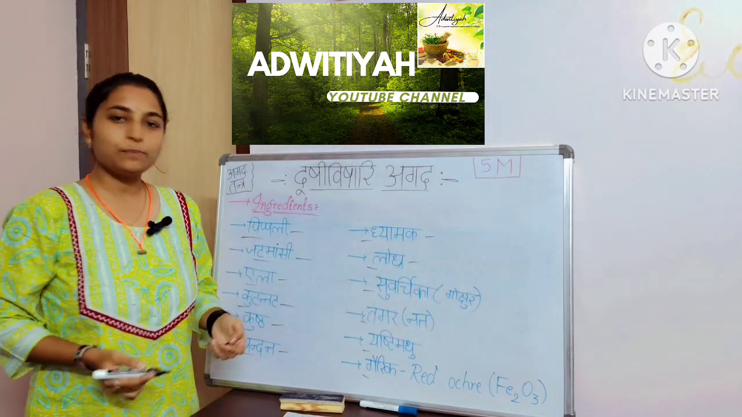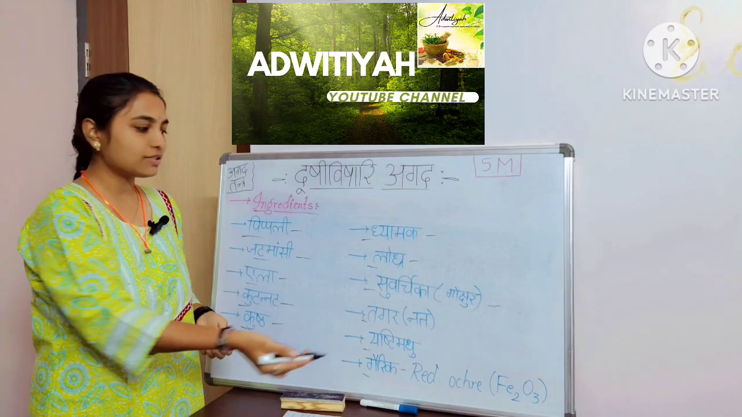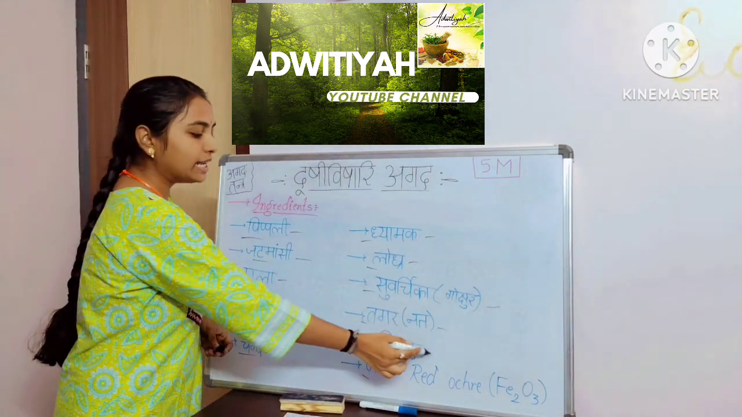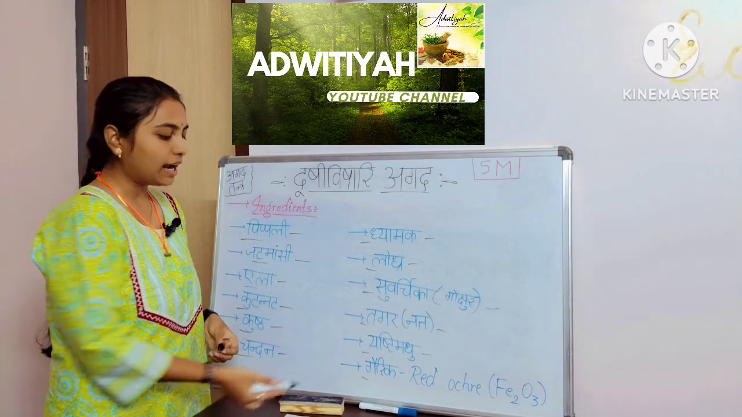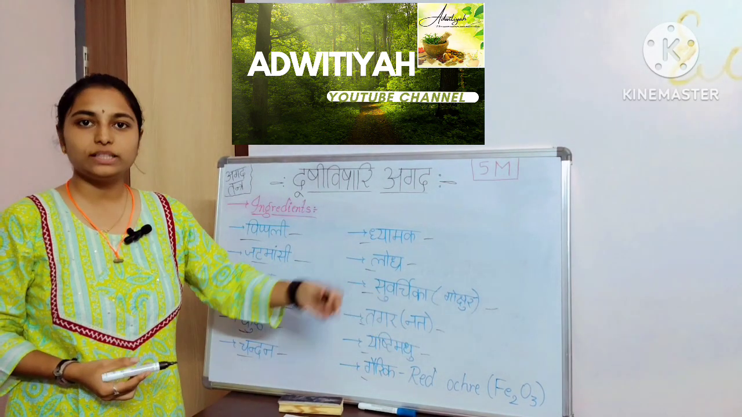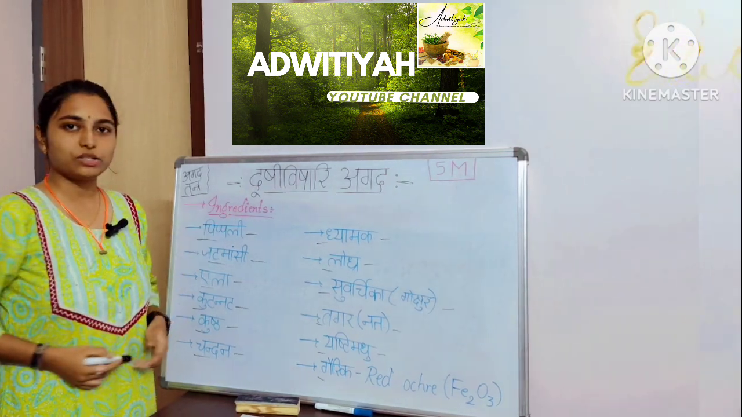Then Lodra, that is Symplocos racemosa. Suvarchika or Gokshura, that is Tribulus terrestris. Then Tagara or Nata, it is Valeriana wallichii. Yeshtimadu, that is Glycyrrhiza glabra. And Gairika is the red ochre, with the chemical formula Fe2O3, that is the oxide of iron. These are the ingredients used in this preparation.